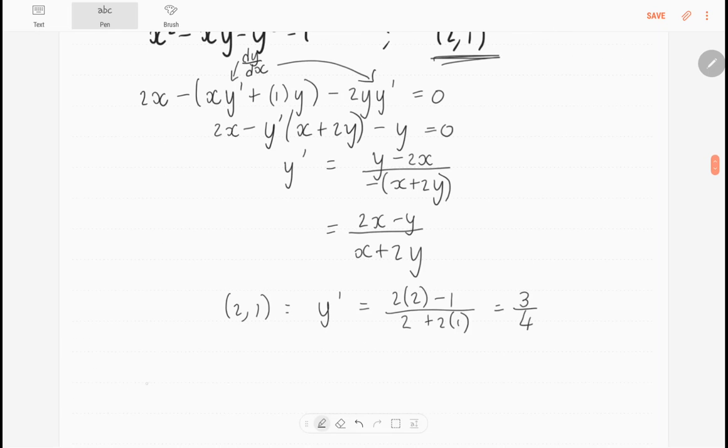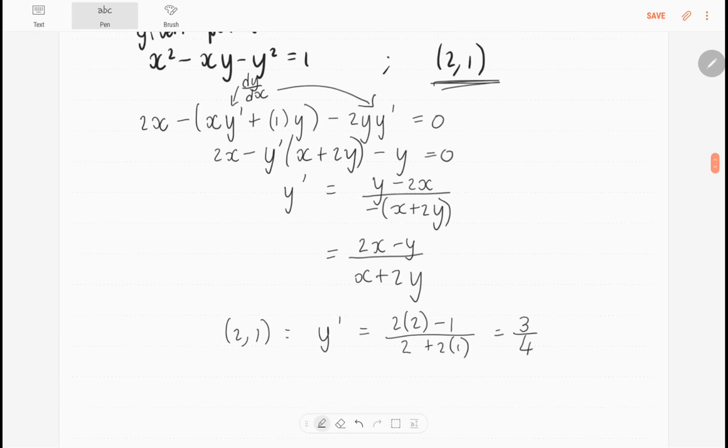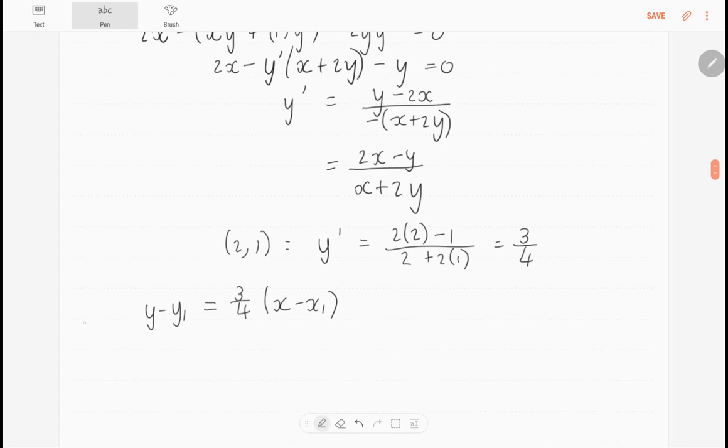And to find the equation, we are going to use the gradient and a point on the line. So I'm going to use y minus y1 equals the gradient times x minus x1. I have the point 2, 1. So I'm going to substitute that in there. So I get y minus 1 equals 3 over 4 times x minus 2. And then I can just make y the subject. And I eventually get y equals 3 over 4x minus a half.